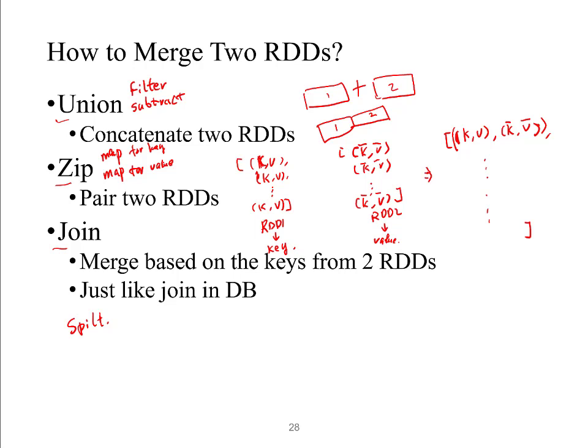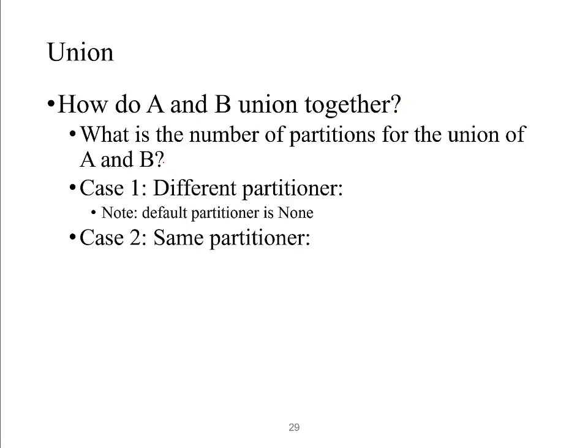Okay, so now let's look at all these three operations. First of all is union. We know what union is for. Basically you concatenate two RDDs, right? But here what we really care about is how a union works. For example, given A and B, which are two RDDs, how do A and B union together?